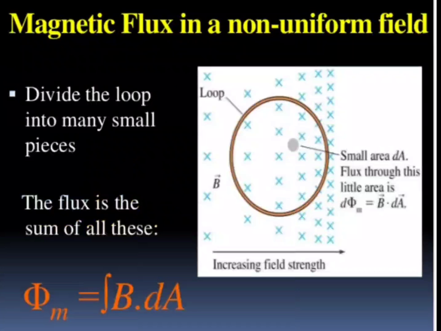To calculate the magnetic flux in a non-uniform field, it is expressed as phi m is equal to integral B bar dot dA. Here dA is a small area through which flux passes, so simply it is expressed as d phi m is equal to B bar dot dA. To calculate the total flux, simply integrate on both sides, then this expression becomes phi m is equal to integral B bar dot dA.